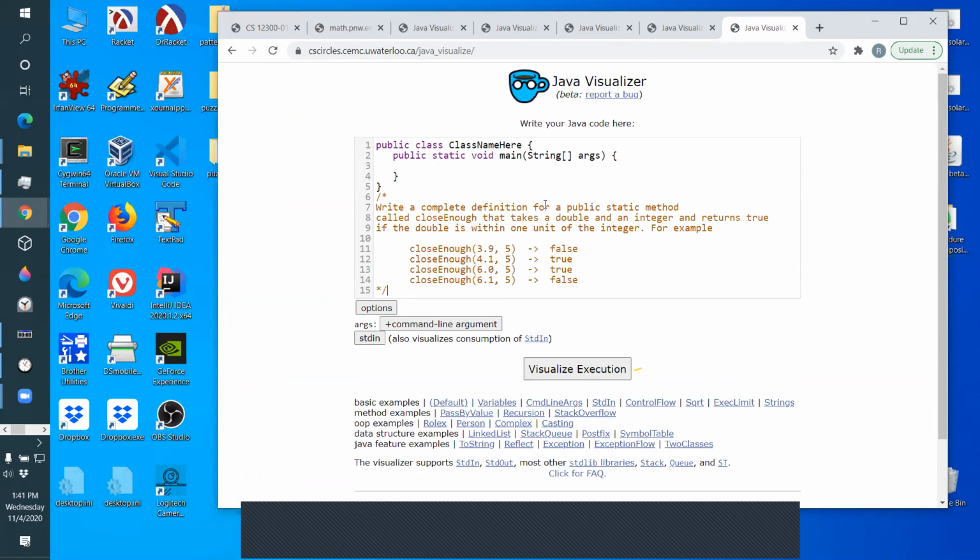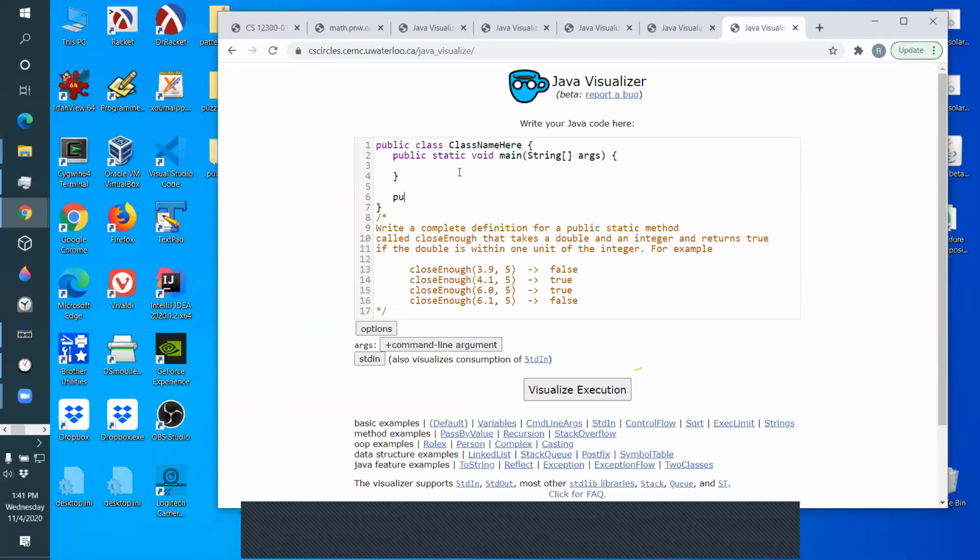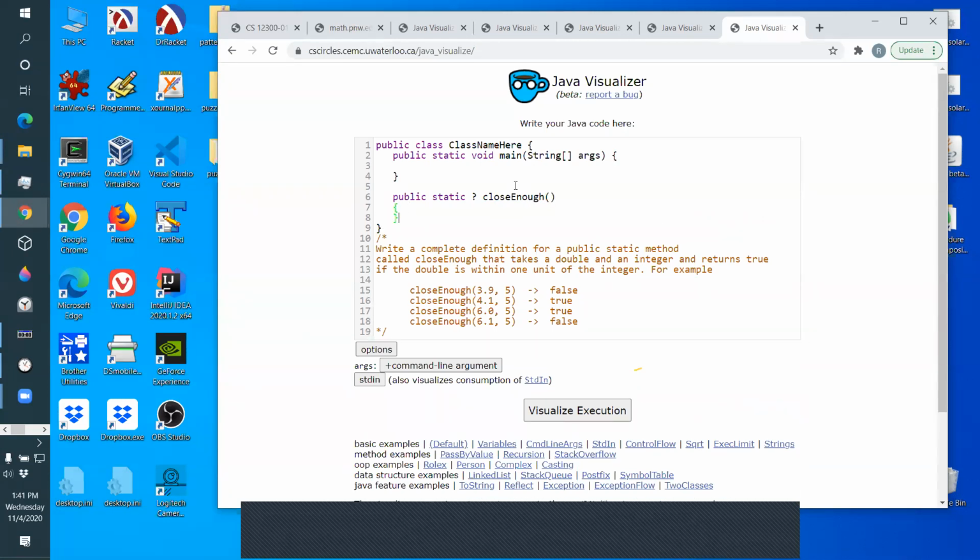Write a complete definition for a public static method called close enough. So I want public static. Now I have to tell you the return type. Public static, what's the return type? Close enough. And then I tell you what the inputs are. Then I'll need a body. So I'm going to sketch it out. What is the return type?